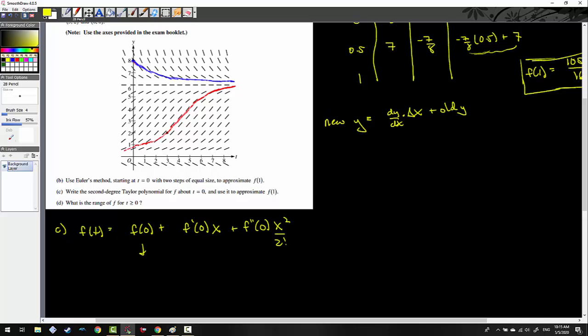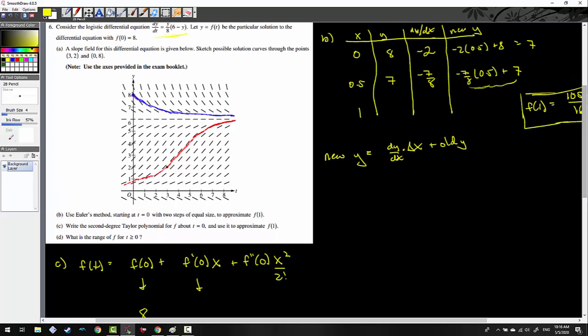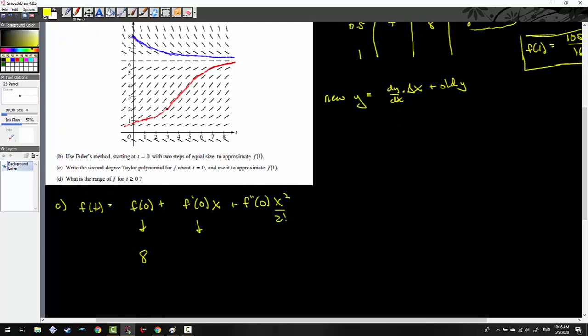So from here, f of 0, we already know that. We know that that's 8. They told us that. F prime of 0 is actually negative 2. How do I know? It's because in the Euler's method portion of the problem, we actually found out that answer. dy/dx at (0, 8) was actually negative 2. So we can go ahead and borrow from part B to say minus 2x.